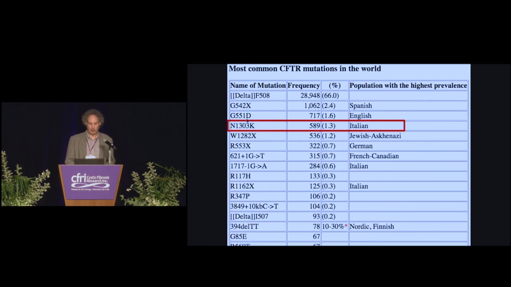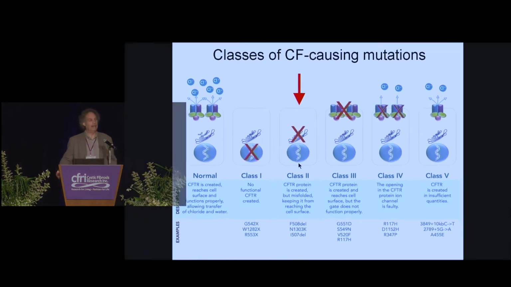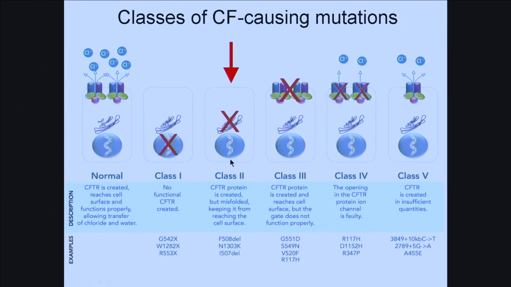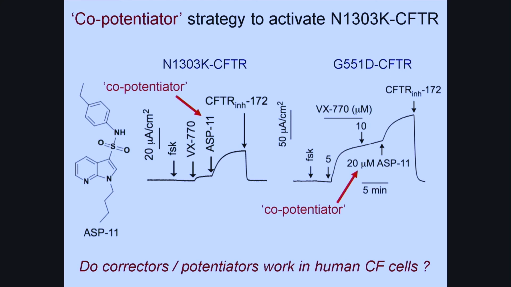The fourth most common mutation worldwide is N1303K, present primarily in the Italian population. This, like delta F508, is very poorly trafficked and gated. And unlike delta F508, it does not respond well to existing potentiators and correctors. But we found recently that a co-potentiator strategy could be useful for the N1303K. This was published last month in the Journal of Cystic Fibrosis. And this is the same kind of co-potentiator strategy we used for the W1282X.